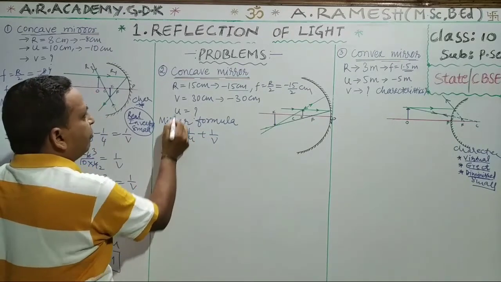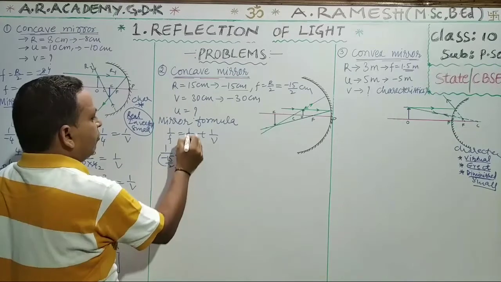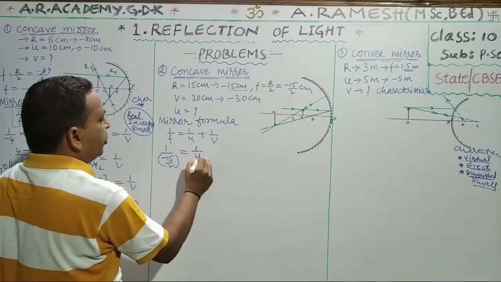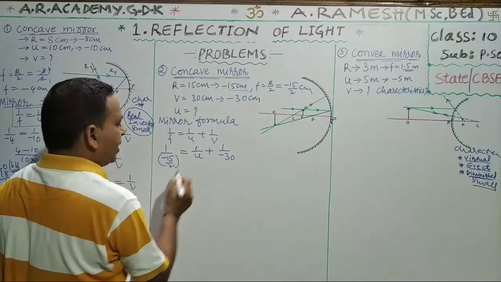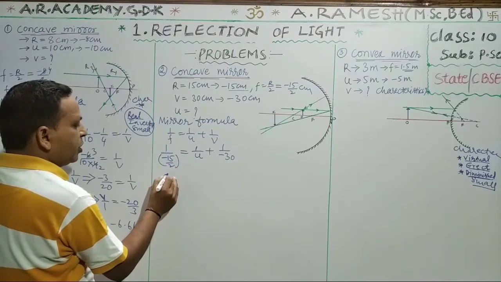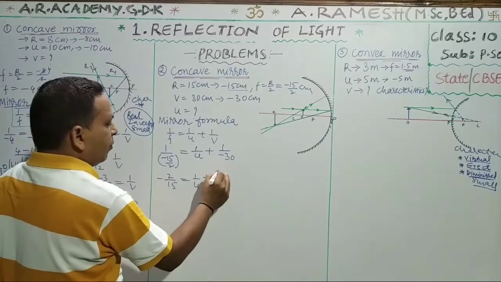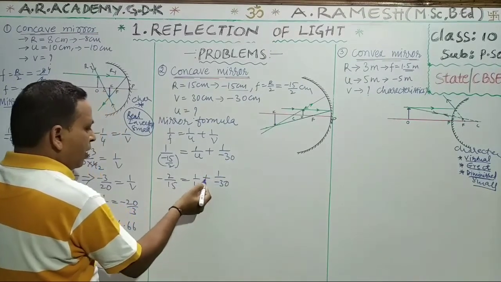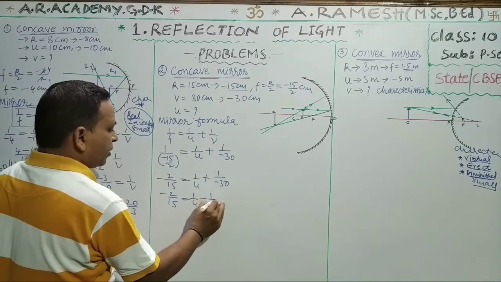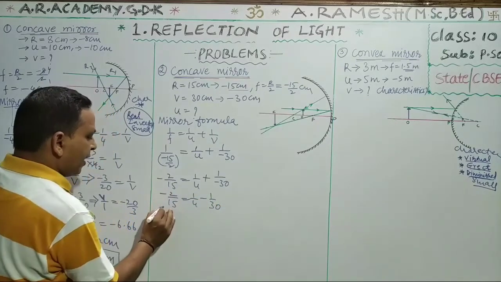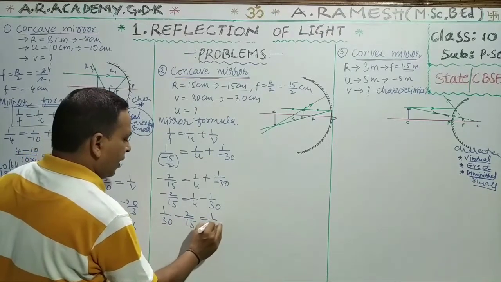1 by f means what, children? Where is the f? Minus 15 by 2. 1 by u is not there, you have to find out u. 1 by v means 1 by minus 30. Here you can write this as minus 2 by 15. Minus 2 by 15 equal to 1 by u plus 1 by minus 30. So minus 2 by 15 equal to 1 by u minus 1 by 30. Bring minus 1 by 30 to this side, it will become plus 1 by 30. So minus 2 by 15 plus 1 by 30 equal to 1 by u.